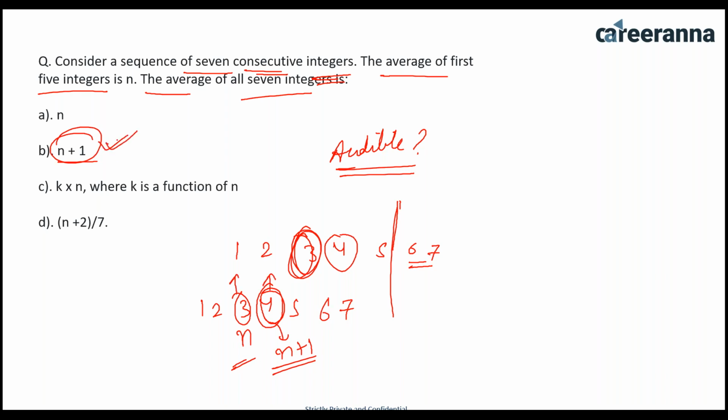So answer for this question is option B. It is very easy. You don't have to solve it. You just have to assume any numbers. You can take like 5, 6, 7, 8, 9. What is the average here? 7. If I include 10 and 11, what will be the average? 8. Is it clear to everyone? How I can do it?